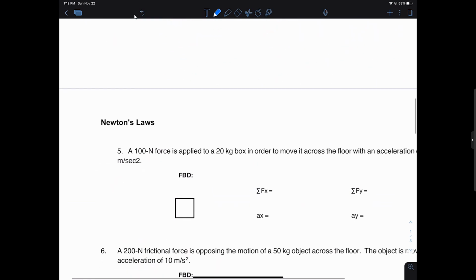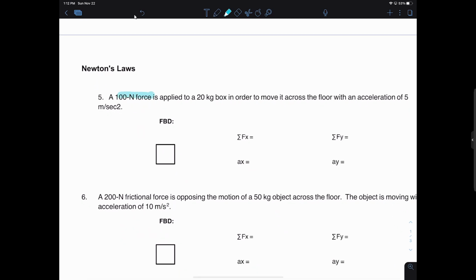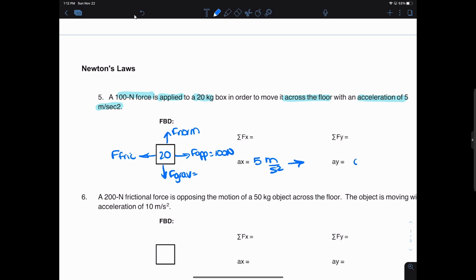Okay, number 5. We have a 100 newton force applied to a 20 kilogram box to move it across the floor with an acceleration of 5 meters per second squared. So we've got a 20 kilogram box. We've got an applied force of 100 newtons. We know we have gravity. We know we have to have normal. We can assume it's moving, so it's got friction. It's got an acceleration of 5 meters per second squared across the floor horizontally.